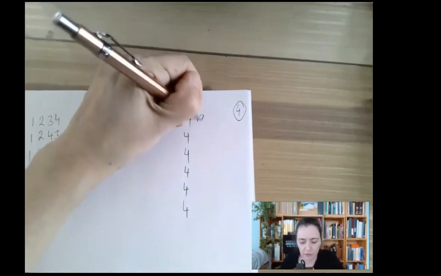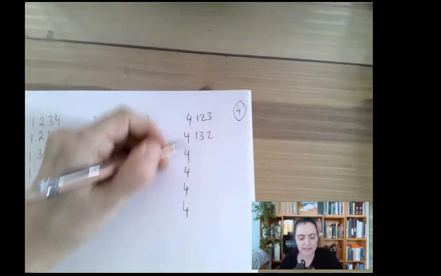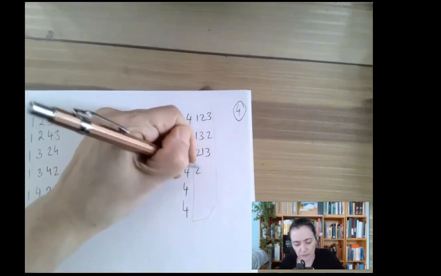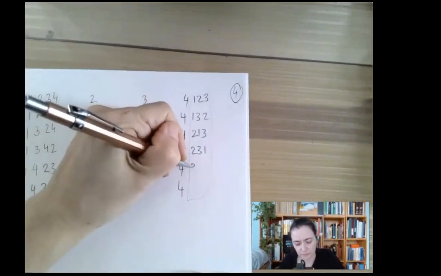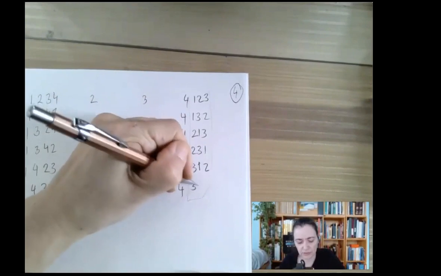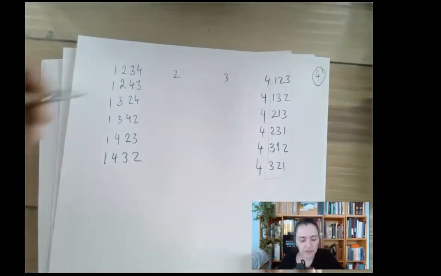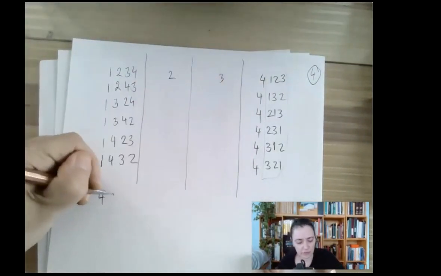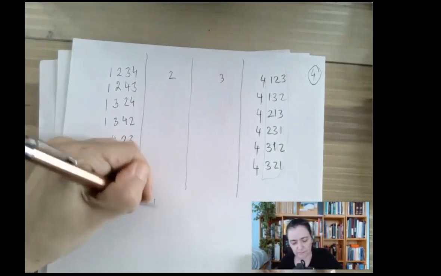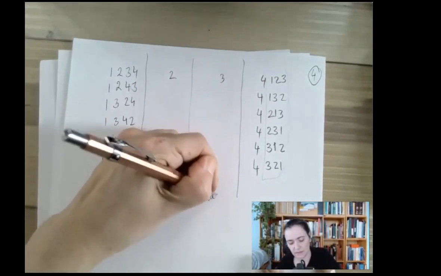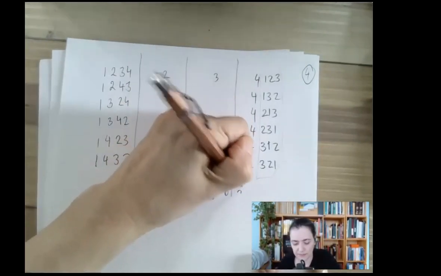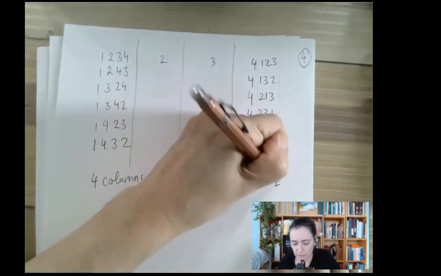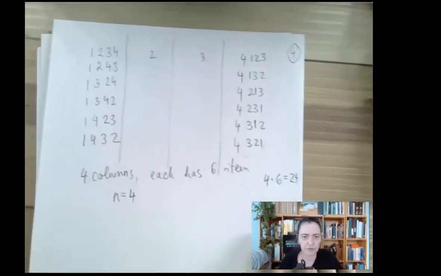So 4 and then 1, 2, 3, 1, 3, 2. You see, this is literally going to be the previous problem. 4, 2, 1, 3, 2, 3, 1, 3, 1, 2, 3, 2, 1. Right? So we're going to have 4 columns. Each of them has 6 items. So if n equals 4, we're going to have 4 times 6, 24 permutations.